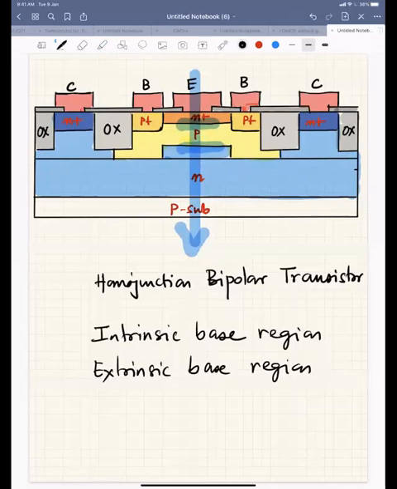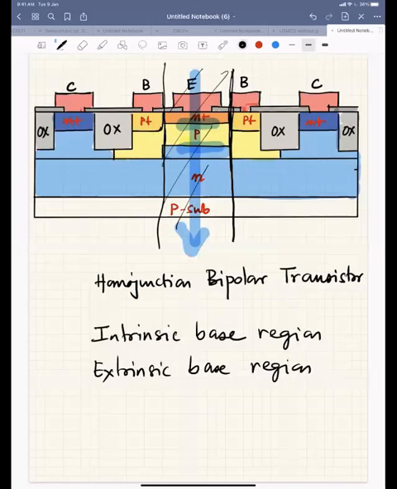When I talk about the intrinsic region, this part is your intrinsic region, right? So this part here, I have my NPN. This is your intrinsic device, right? You see you have N, P, N. So this part is your intrinsic device.